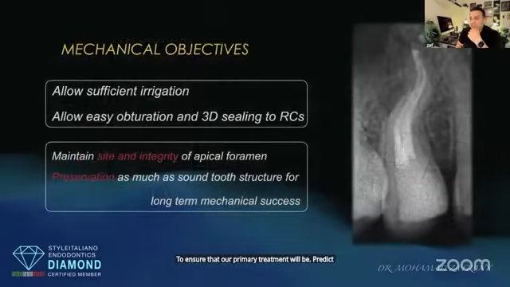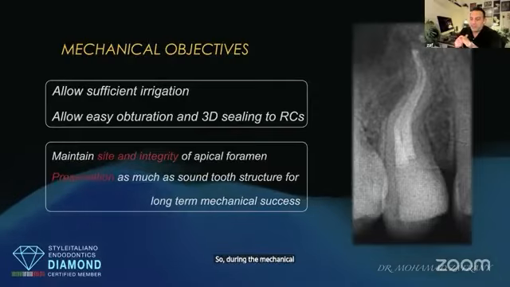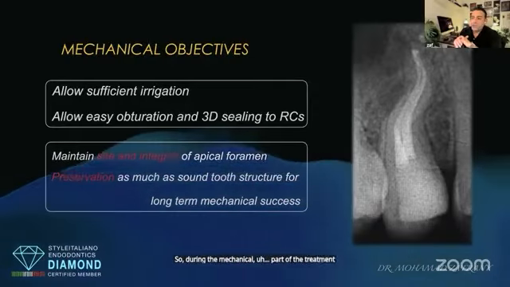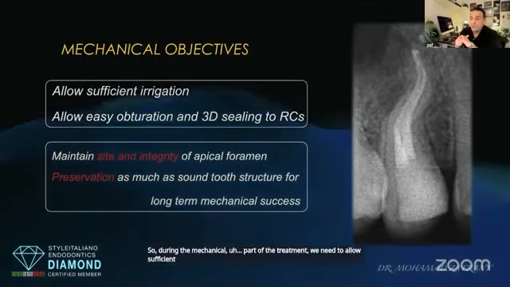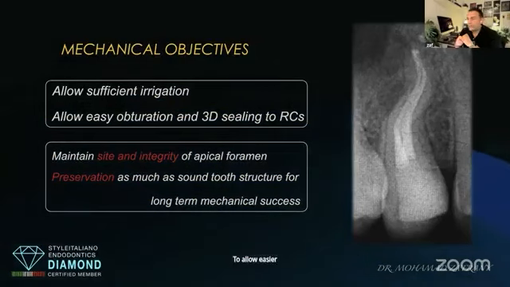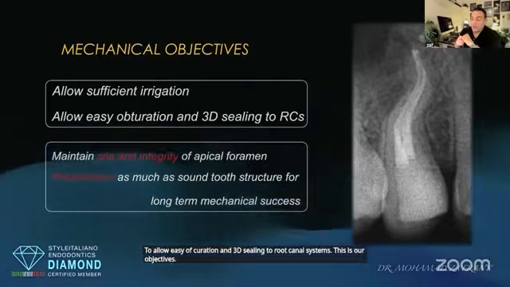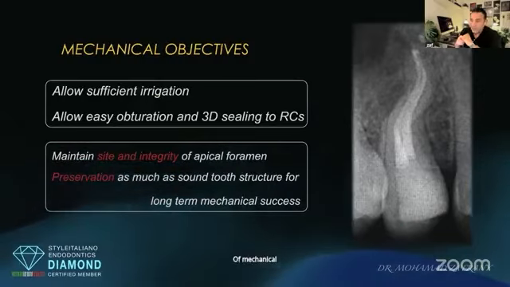So we need to take care during this step to ensure that our primary treatment will be predictable and successful. So during the mechanical part of the treatment, we need to allow sufficient irrigation to reach the apex, and also to allow easy obturation and 3D sealing of the root canal system. These are the objectives of the mechanical part of the treatment.